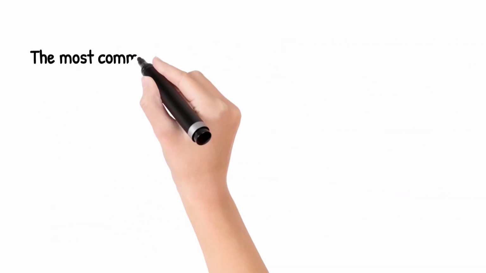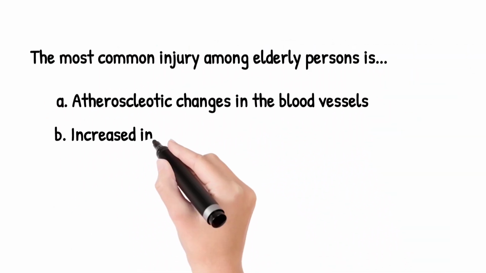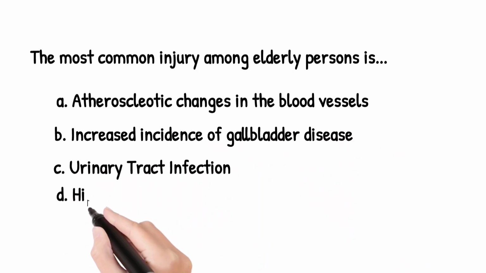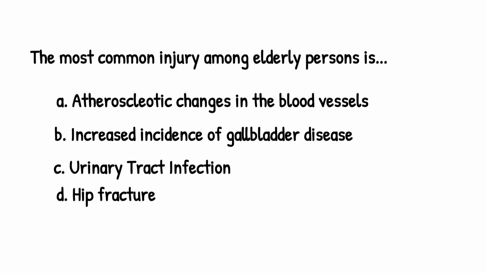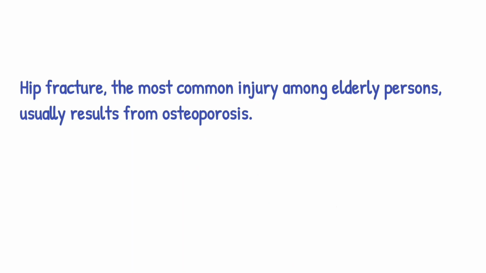The most common injury among elderly persons is: option A, atherosclerotic changes in the blood vessels; option B, increased incidence of gallbladder disease; option C, urinary tract infection; option D, hip fracture. The answer is option D, hip fracture. Hip fracture is the most common injury among elderly persons, usually resulting from osteoporosis.